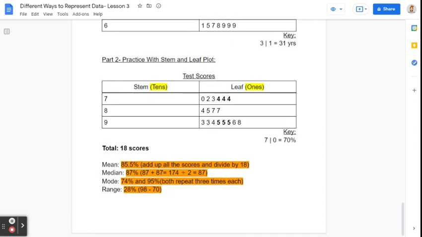The mode is the number that appears the most in the set, and here it's already bolded as 74 and 95. So 74% and 95% both repeat 3 times each. And the range is 98 minus 70, and we get 28%.